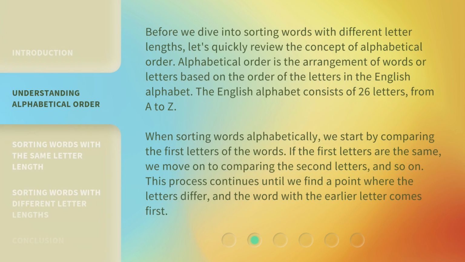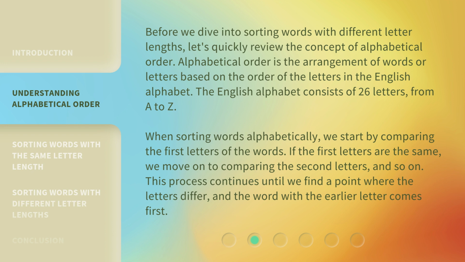Before we dive into sorting words with different letter lengths, let's quickly review the concept of alphabetical order. Alphabetical order is the arrangement of words or letters based on the order of the letters in the English alphabet. The English alphabet consists of 26 letters, from A to Z.